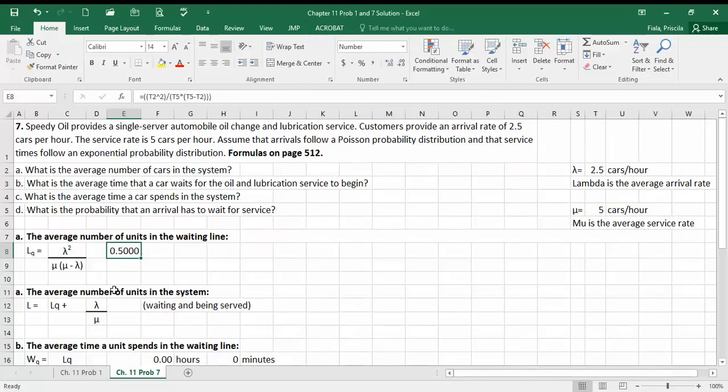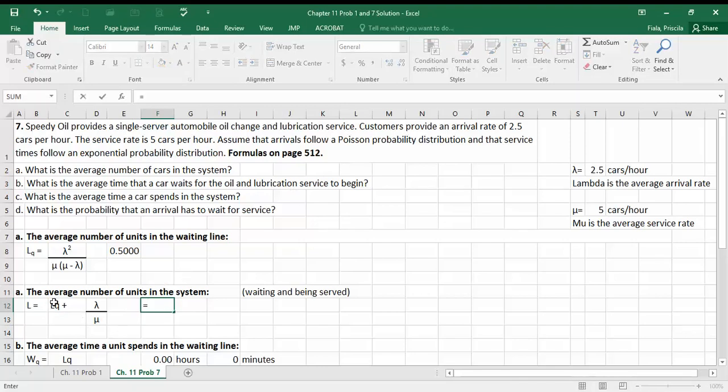Okay. So now that we have this, we can answer A, which is what is the average number of units in the system? That means waiting and being served. So we can go ahead and put it over here, or we can even move this over here and follow the same format from up there. So now we have LQ, don't we? Right here, plus our lambda divided by our mu. Lambda divided by the mu, it's 1. So the average number of cars in this case in the system is 1.